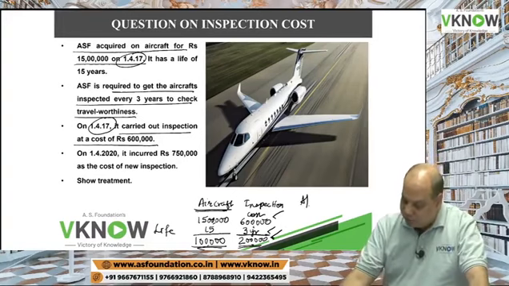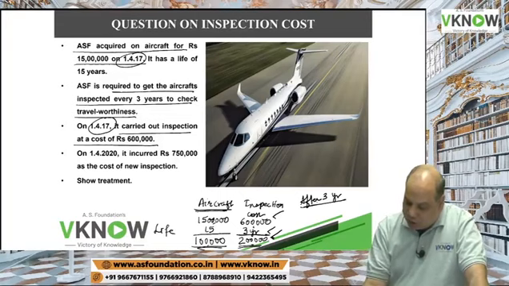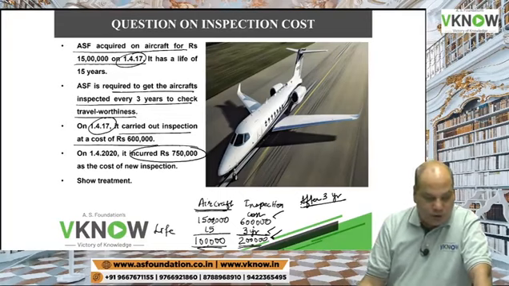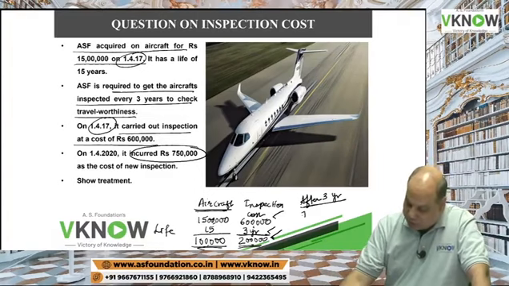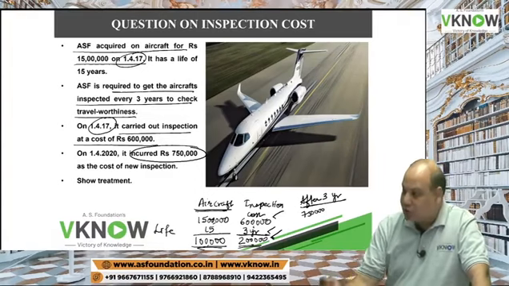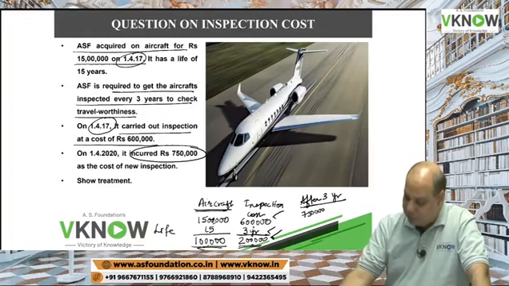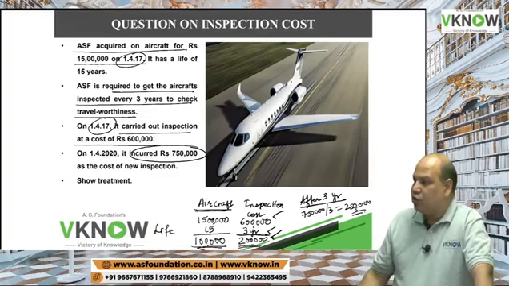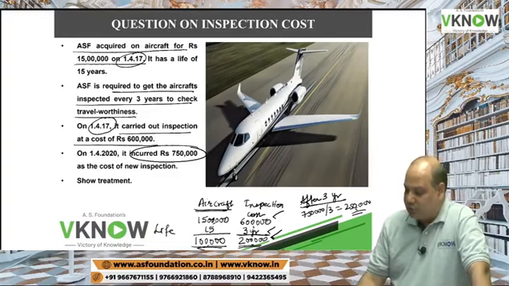But what will happen after 3 years? After 3 years, again you have to incur inspection cost. After 3 years, again you have to incur inspection cost of 7,50,000. This again you will capitalize and again you will write it off over 3 years as 2,50,000 per annum.